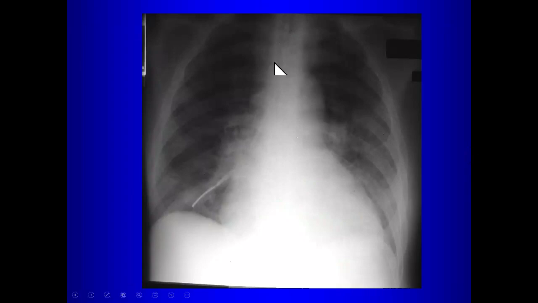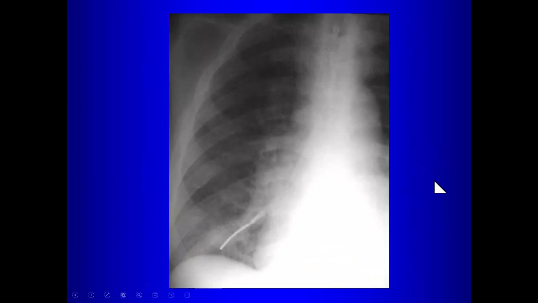This person has a feeding tube. Where's it going? It's going into the lung. It got down the airway and it's going out into the lung. So this is why you want to confirm placement of nasogastric tubes and feeding tubes before you use them. That's going into the lung.